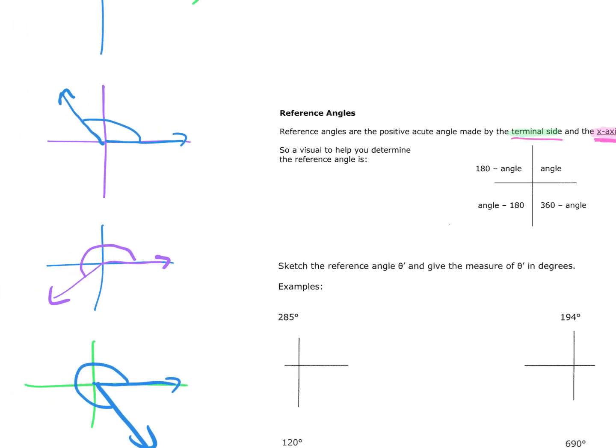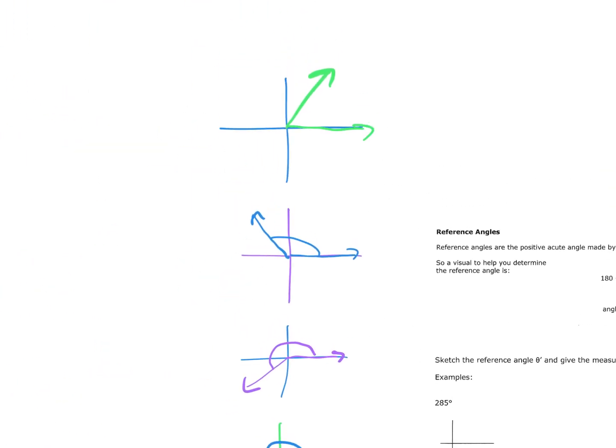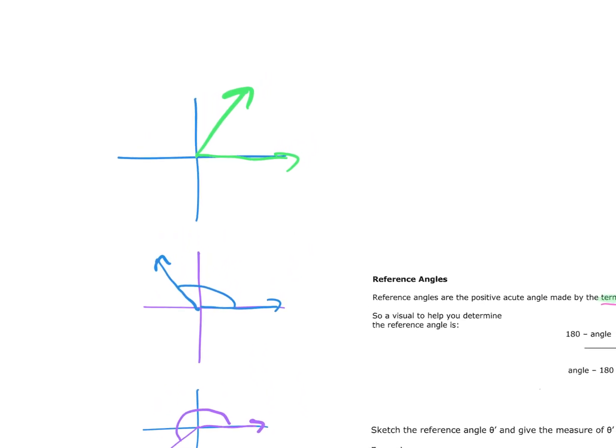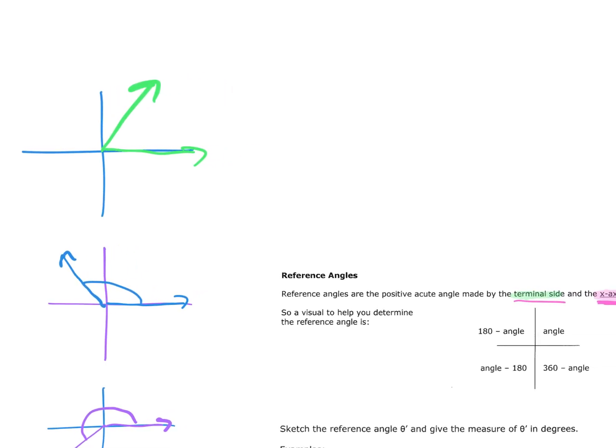All right, we'll get back to this visual here in just a second. What I want you to think about is if we have an angle in quadrant 1, right? So we rotate to some particular place. Here's my terminal side. Here's the positive x-axis. So the reference angle ends up being exactly the same as whatever the angle measure is. Okay?